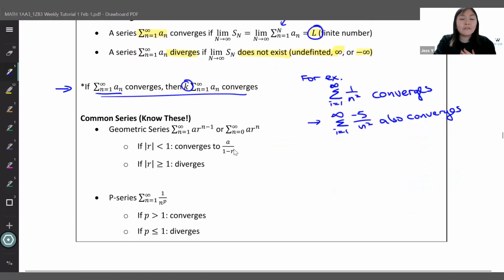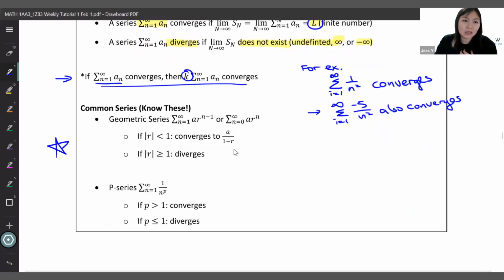All right, you have to know these common series. Guaranteed, it's going to show up a lot on your midterm. Also, it shows up on your assignment. These are two common series. It's just like, remember how we looked at common sequences, arithmetic, geometric, and harmonic? These are common series that you have to know.